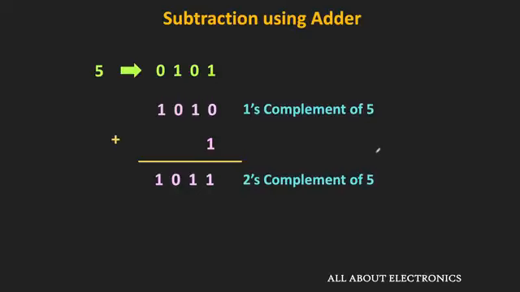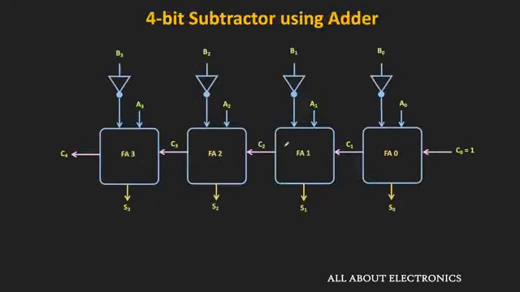So here, using the NOT gates, we can find the 1's complement of the given number, because in the 1's complement, we are replacing the 1's by 0's and the 0's by 1's. That can be done using the NOT gates. And after that, we just need to add the 1. So this is the circuit using which we can perform the subtraction using the adder circuit.